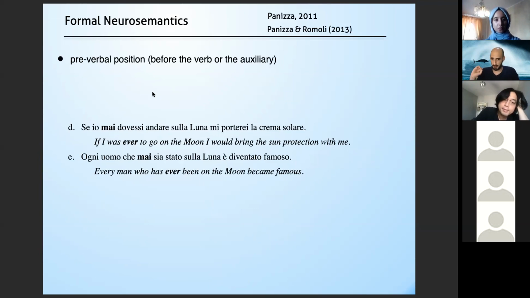So the question is, what happens if "mai" occurs in preverbal position, but in a downward entailing context? Is it going to be interpreted in a negative way or in a positive way? Okay. I told you before that any time that "mai" occurs before the verb, it is negative, but actually that was wrong. So in this sentence, "mai" occurs in preverbal position, but in a downward entailing context, and it is interpreted with a positive meaning.